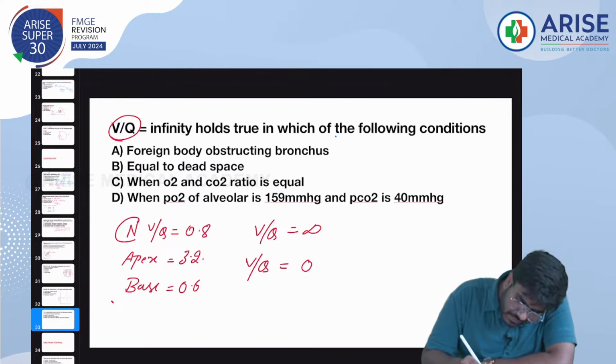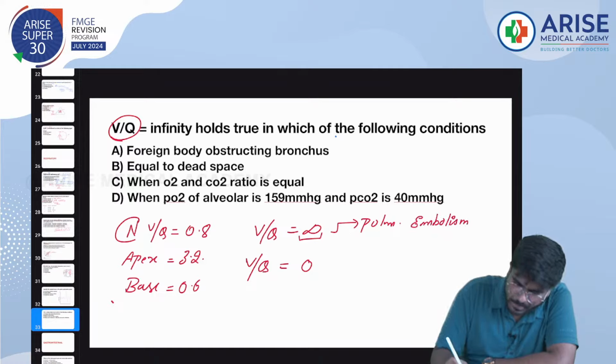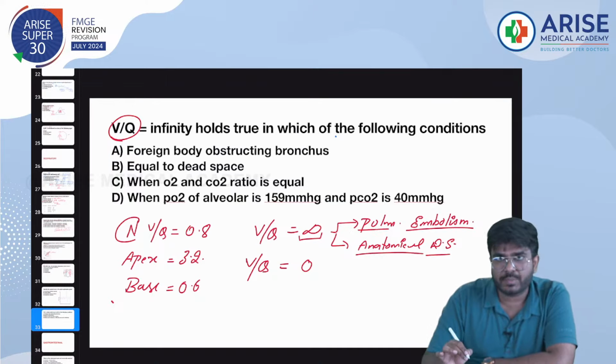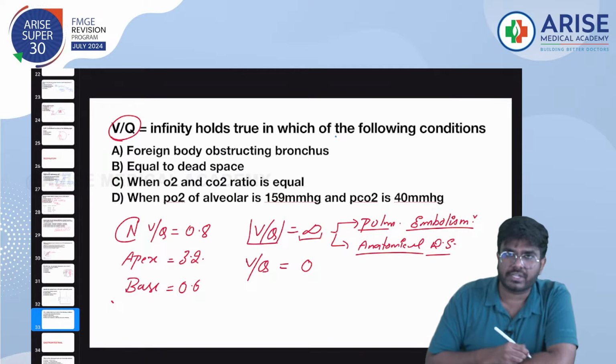In which conditions is the ventilation perfusion ratio infinity? Two conditions. One is pulmonary embolism and the other is anatomical dead space. In these two, one is anatomical dead space, and in a condition called pulmonary embolism, if you measure the ventilation perfusion ratio of the lung, it will be infinity.